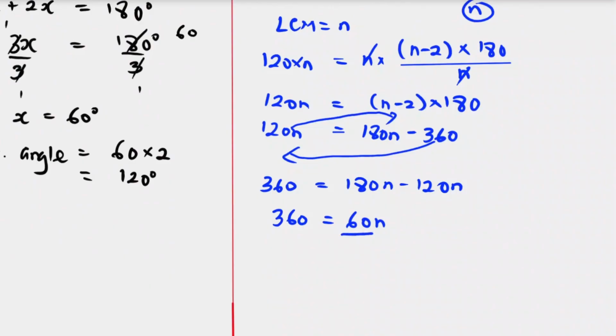At this point, we just have to divide here by 60, here too by 60. So 60 will do away with 60, and now 60 goes into 360 6 times. So that means n is equal to 6. So we have 6 sides, and this is a hexagon.